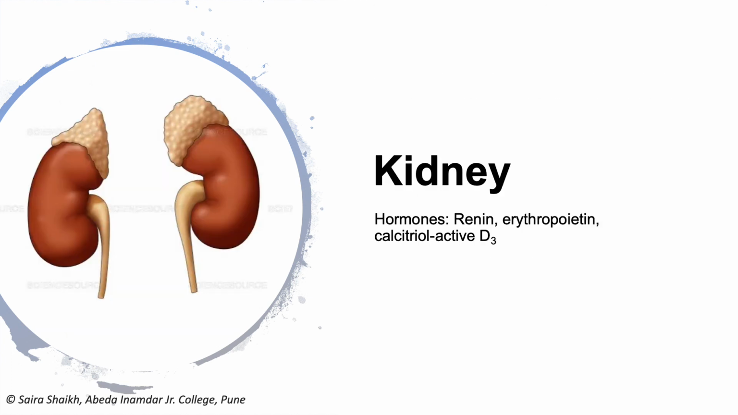The kidney is one of the endocrine glands present in our body. It is called an endocrine gland because it releases three important hormones: renin, erythropoietin, and calcitriol. Renin is released from the kidney when the blood pressure is low. To maintain the blood pressure, renin is released. So renin controls the blood pressure.